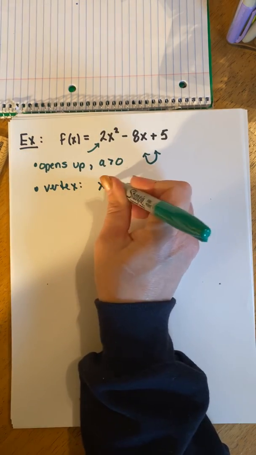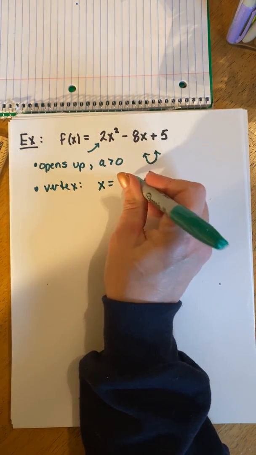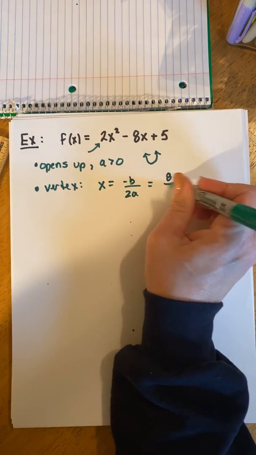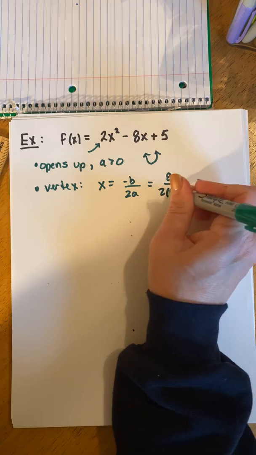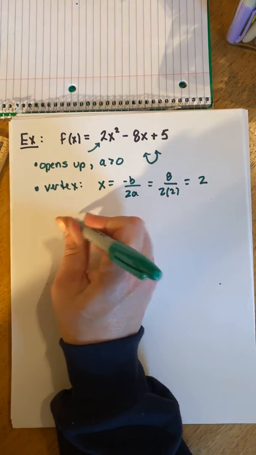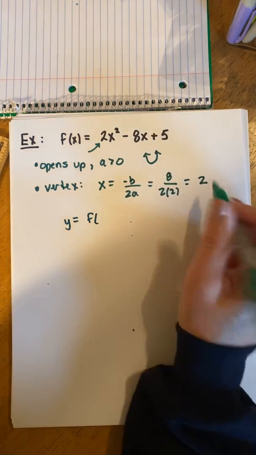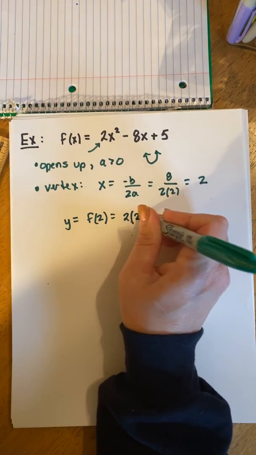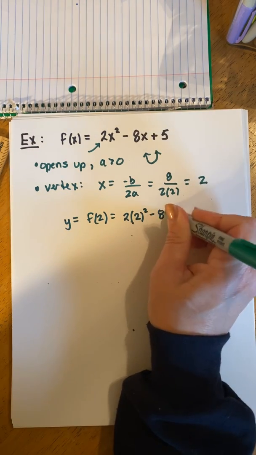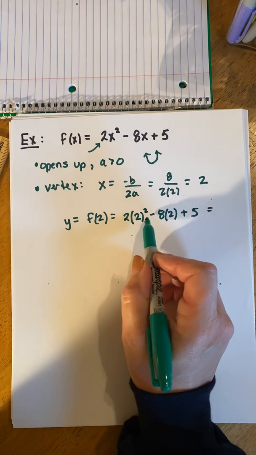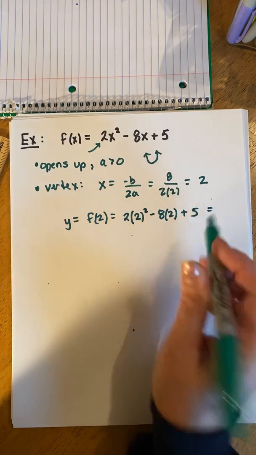The x-coordinate of the vertex is the opposite, I'll write it down, all over 2a. So it's the opposite of negative 8, all over 2 times 2. There we go. We have a nice value. So 8 over 4 is 2. To find the y-coordinate of the vertex, plug in what you got for x back into the function. So 2 times 2 squared minus 8 times 2 plus 5. So 8, minus 16, plus 5, negative 3.